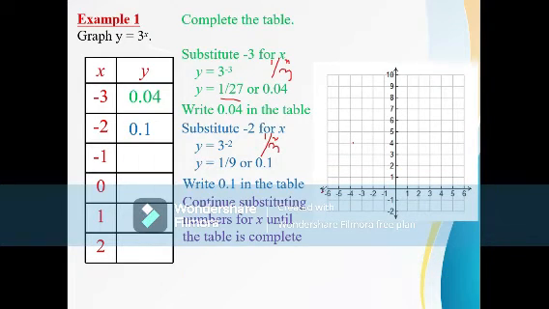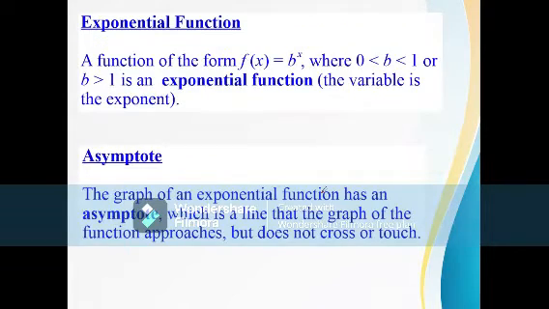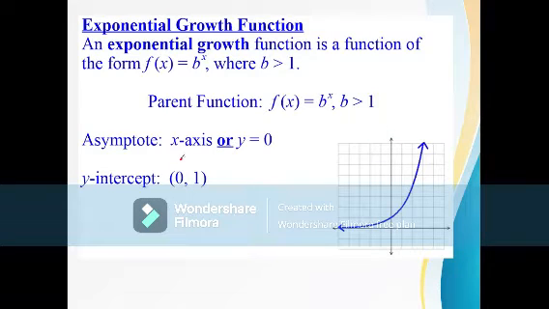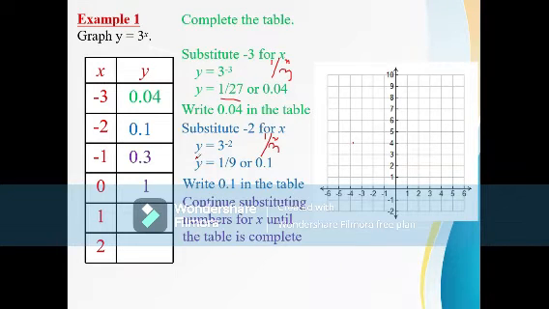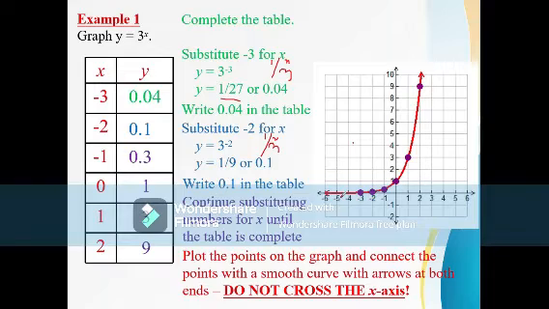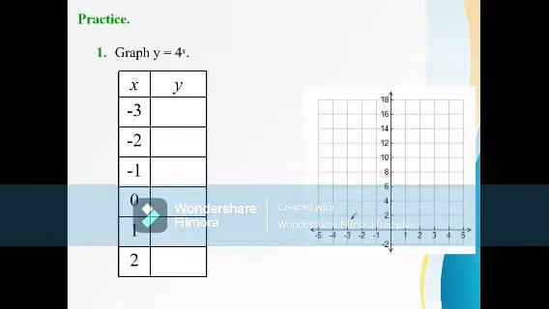Remember, if this is how the function looks, the asymptote would be the x-axis, or you're going to write it y is equal to 0. Meaning, it is the line wherein the graph will never intersect, but it only approaches that specific line. So the asymptote is the x-axis, or y is equal to 0. So I hope everything is clear so far. Now let us proceed to another example.